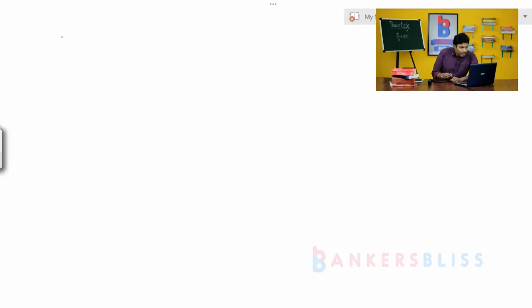Now you have to learn the values of the fractions and their respective percentage values. See here, 1 by 2 means how many percentage? It is 50 percentage. 1 by 3 means how many percentage? It is 33.33 percentage. Okay. So 2 by 3 means how many percentage? It is 66.66 percentage. These two values are very, very important.